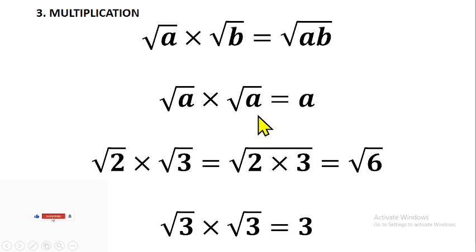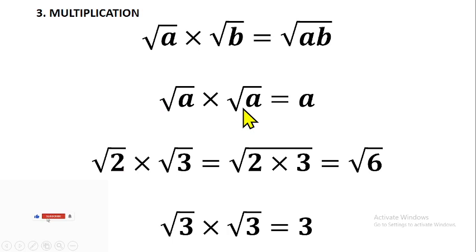I can explain this one in terms of indices, but that's not the concept now. So you know that it's a law, or it's a rule, that whenever I'm multiplying the same root, it's going to give me that number without the root. Let me ask you a question. What if I give you root 100 times root 100? That should give us what?